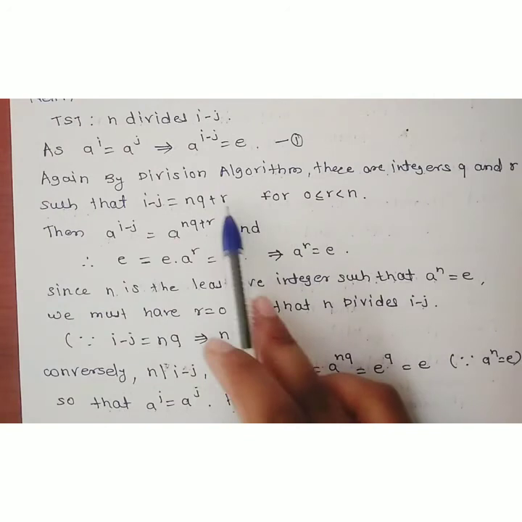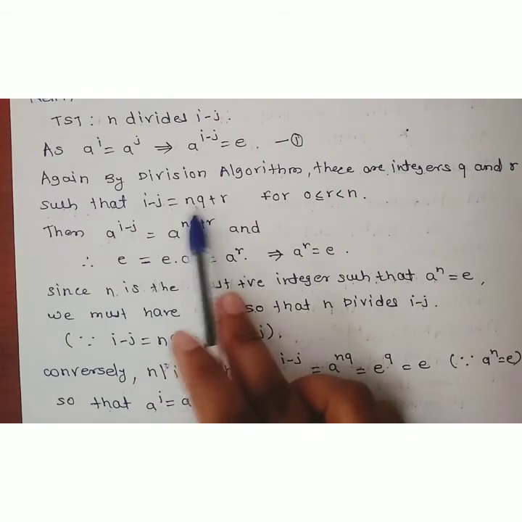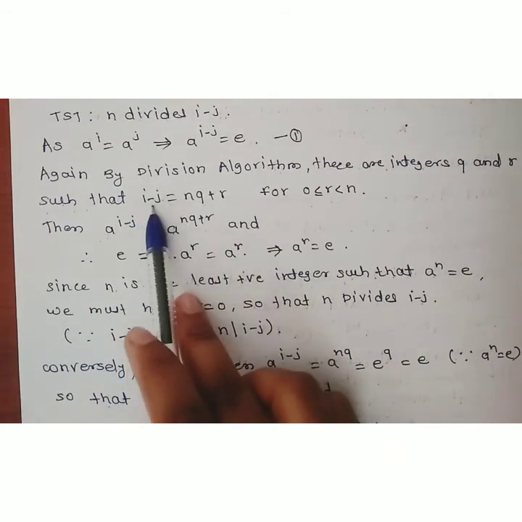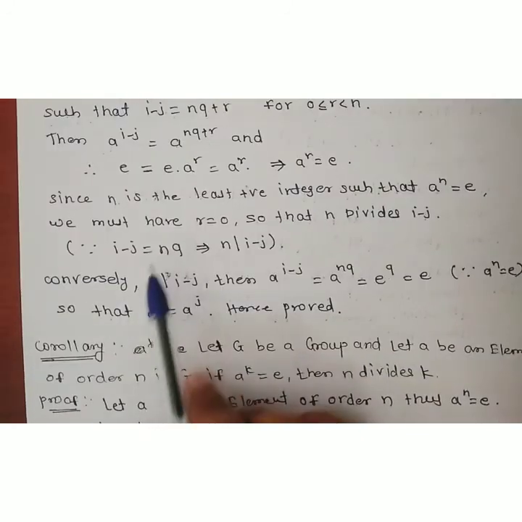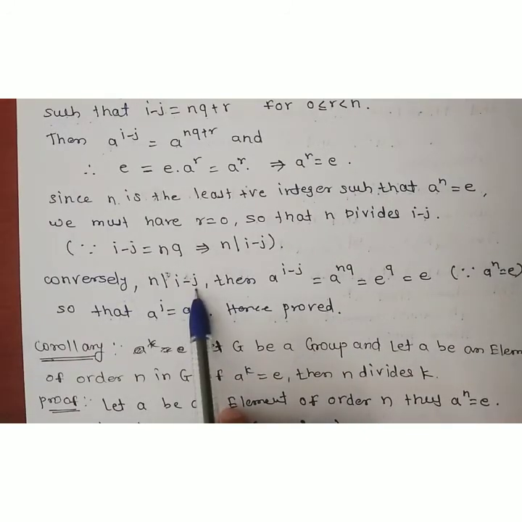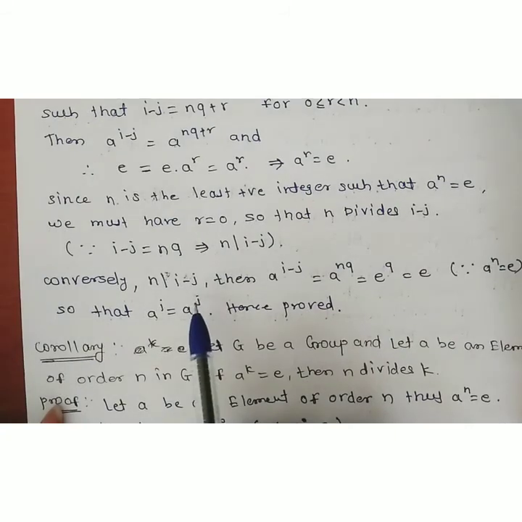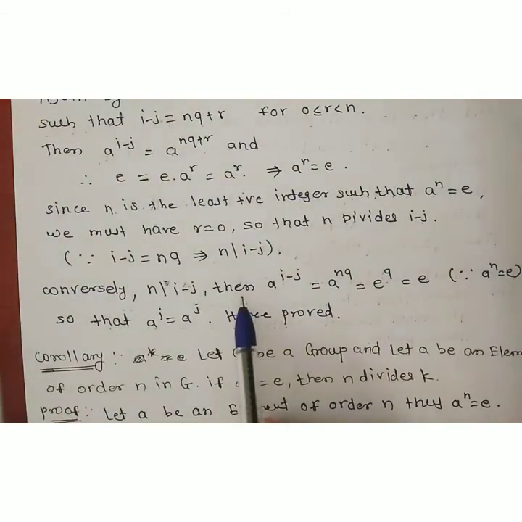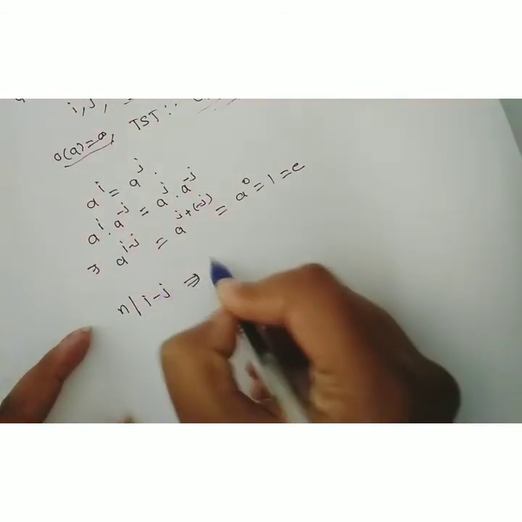As we put r is equal to 0, therefore i minus j is equal to nq, and therefore n divides i minus j. Now conversely, suppose n divides i minus j. Therefore, as n divides i minus j, this implies i minus j is equal to nq.